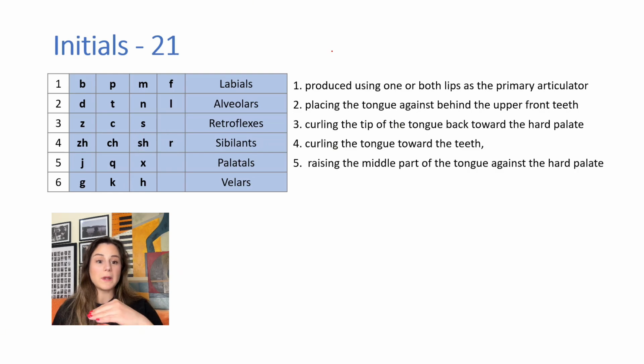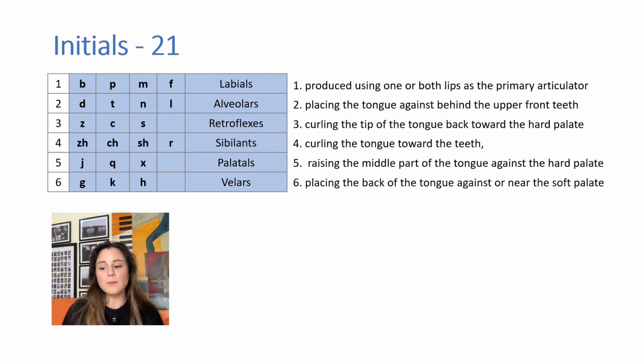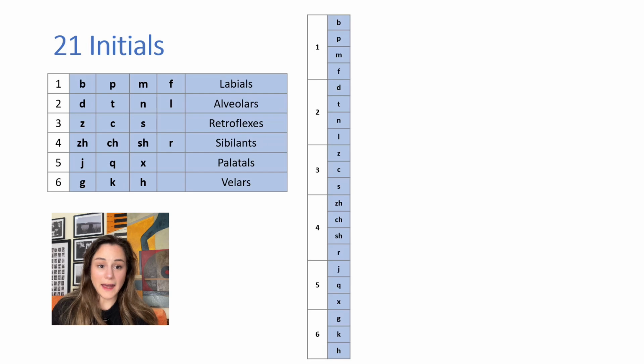Now, for the fifth group, what we need to do is raise the middle part of the tongue towards the hard palate. So they go like j, q, x. Now let's move towards the sixth group. It's called velars. It means that you need to raise the back part of your tongue towards the soft palate, and it goes like g, k, h. An interesting fact is that I can arrange my initials not only that way, but also vertically. But the grouping will be the same.